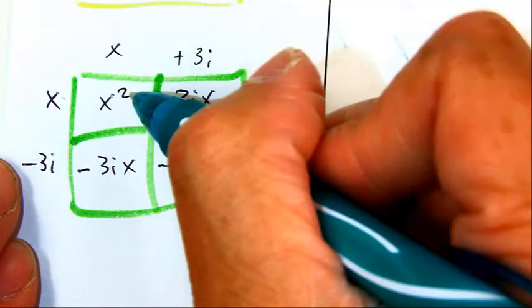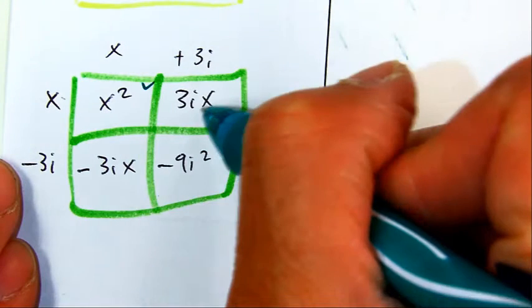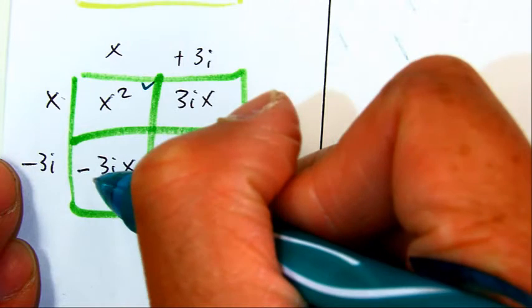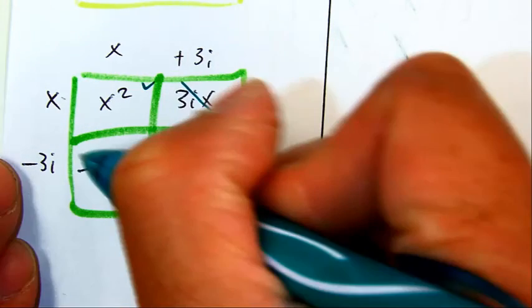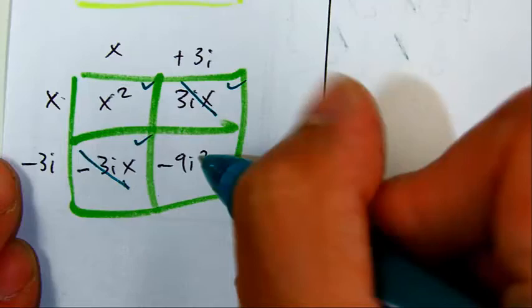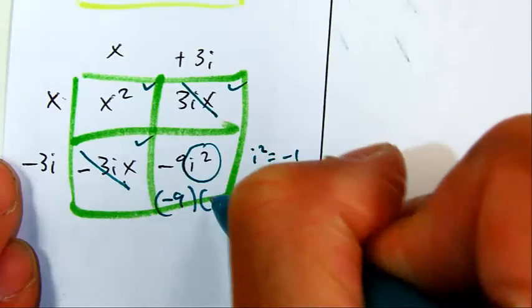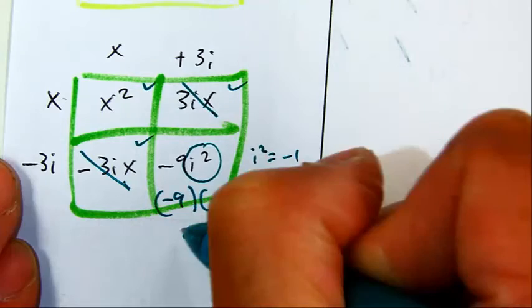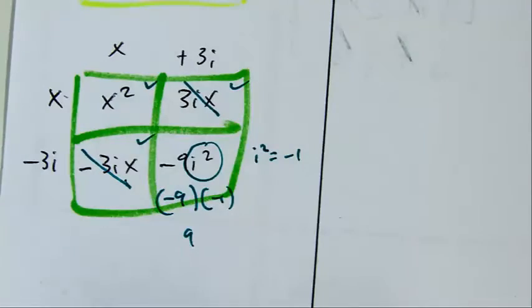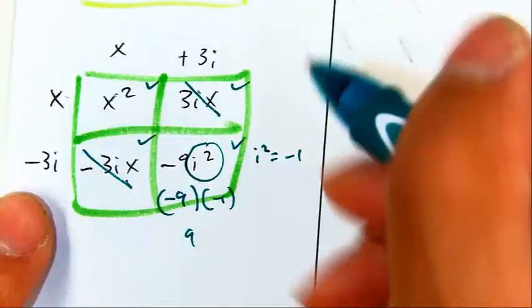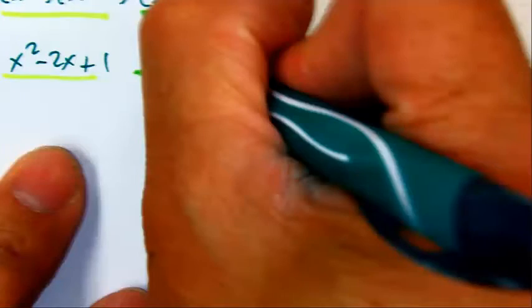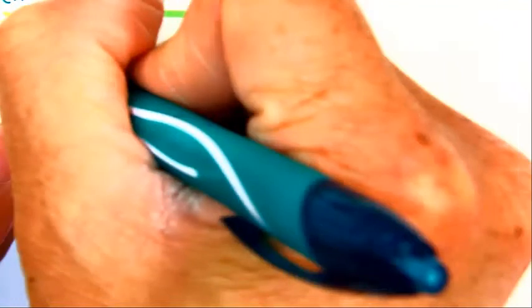So you have x squared by itself. These are exactly opposites, right? Positive 3 and a negative 3. So these will equal 0. Remember, i squared is equal to negative 1, so negative 9 times negative 1 gives me a positive 9. So essentially I have x squared plus 9.